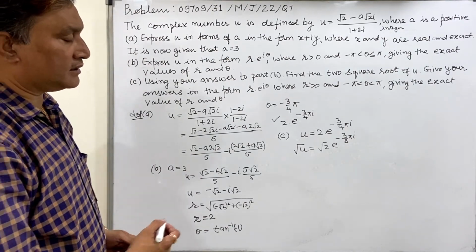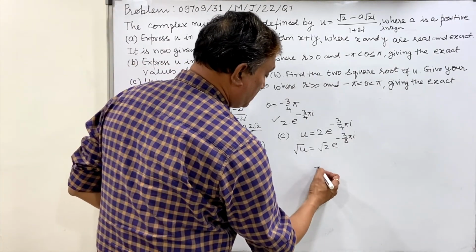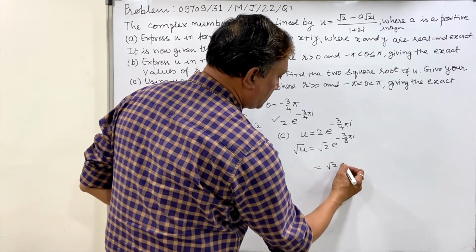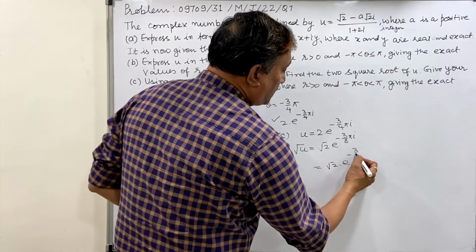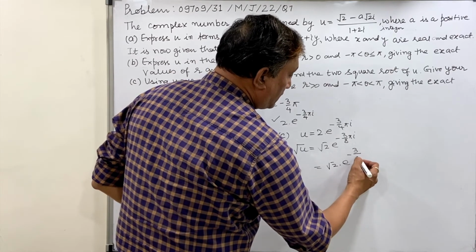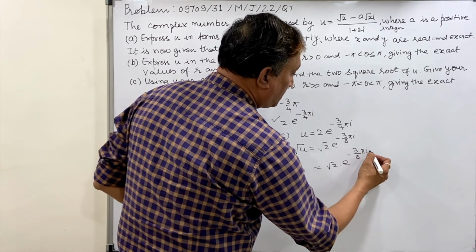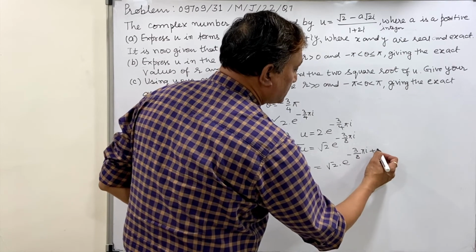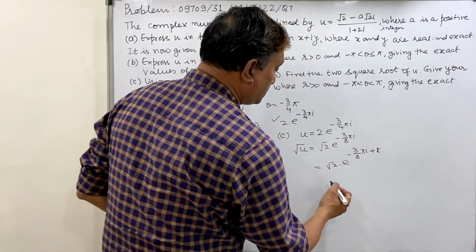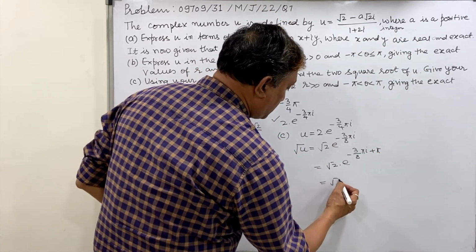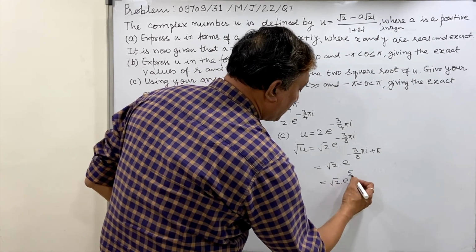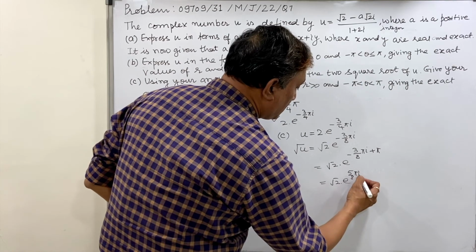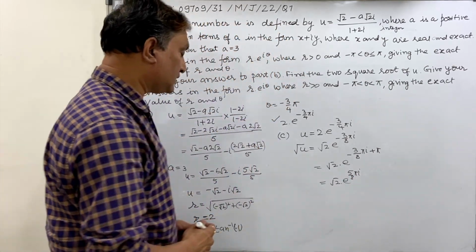And the other root of this would be root 2 times e to the power minus 3 by 8 pi i, plus pi here. So it would be root 2 e to the power 5 by 8 pi i. So this is the solution of this problem.